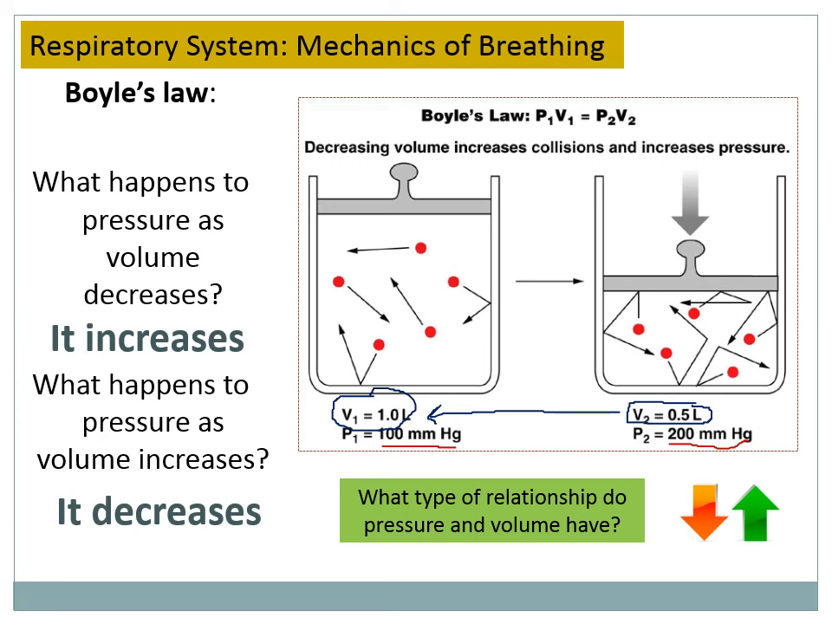This type of relationship, we call it an inverse relationship. That means when one of them goes up or down, the other one does the opposite. Okay, so as volume increases, pressure will decrease. As pressure increases, volume will decrease. This is an inverse relationship. This is important to know when it comes to your lungs. Okay, so when we talk about space, so volume and pressure, we will see how this works in your lungs very shortly.